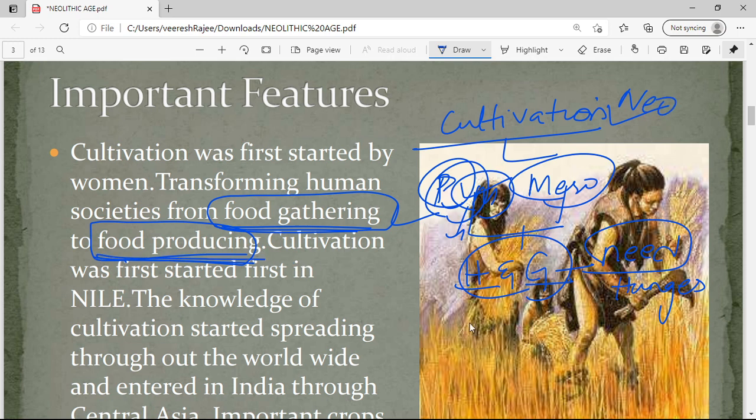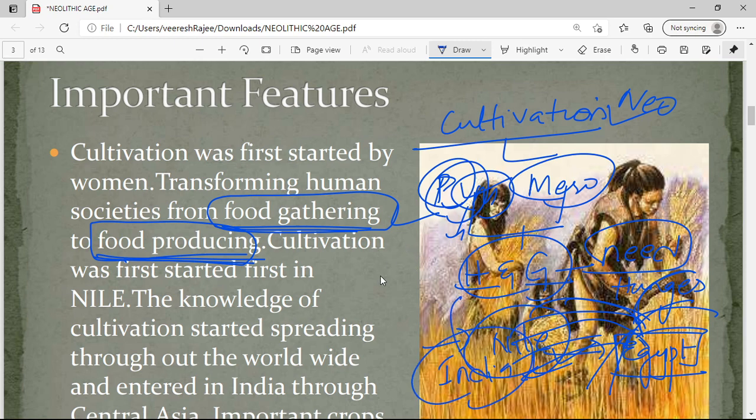Okay, and cultivation was first started in the Nile river. On the banks of the river Nile, cultivation was started. Where is Nile river? It is present in Egypt. In Egypt, cultivation was first started in the world, and from Egypt, the knowledge of cultivation spread throughout the world. Okay, and in India, it came through Central Asia.